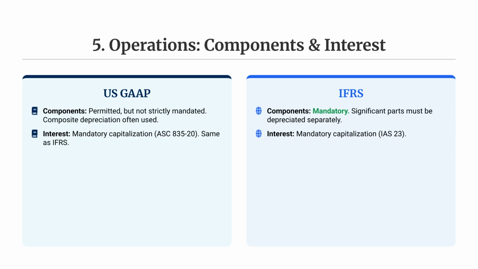Operationally, there are two quick points. First, interest capitalization during construction is mandatory under both standards. Second, componentization, splitting an asset into parts like an engine versus a body. This is strictly mandatory under IFRS. Under US GAAP, it is permitted, but less strictly enforced. Many US companies use composite depreciation rates rather than detailed component tracking.